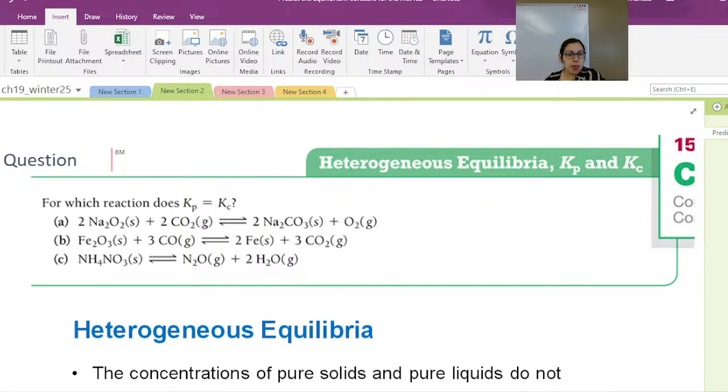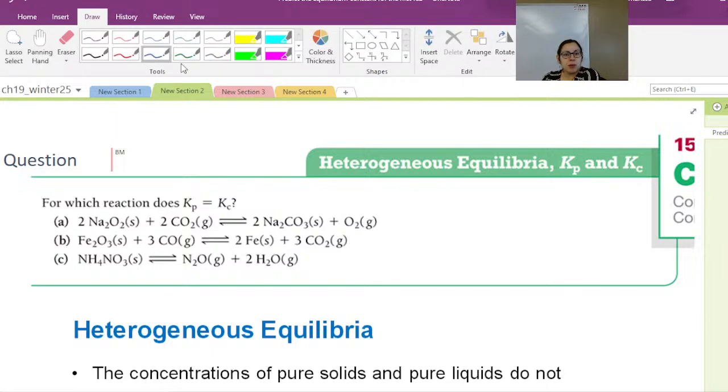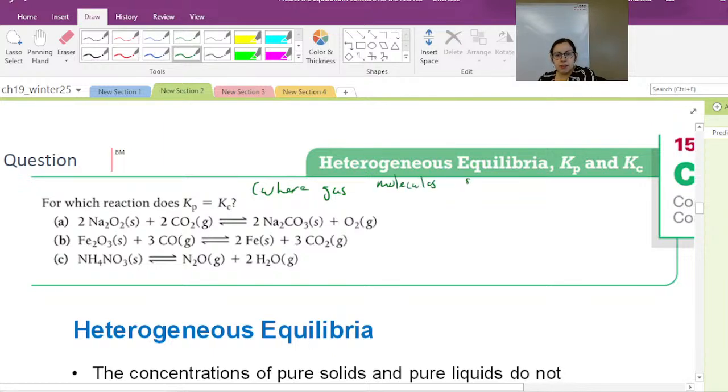And then what should we be looking at, though, because we have these solids and these gases? I just want to emphasize that we want to look at our gas state only. You want to look at where the gas molecules stay the same number. I see chat has an answer.